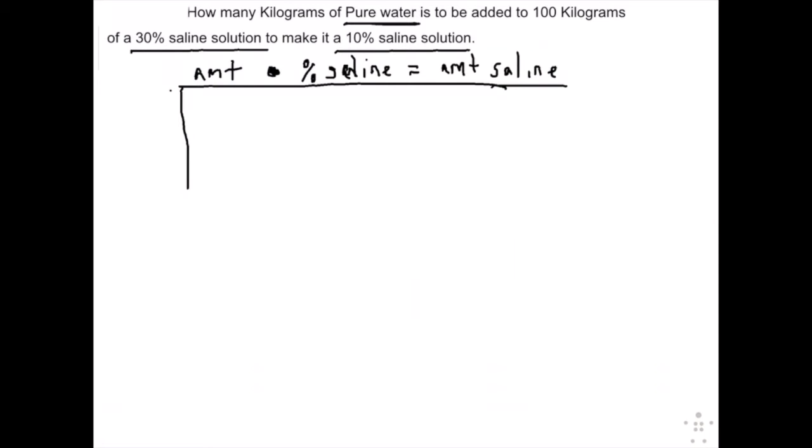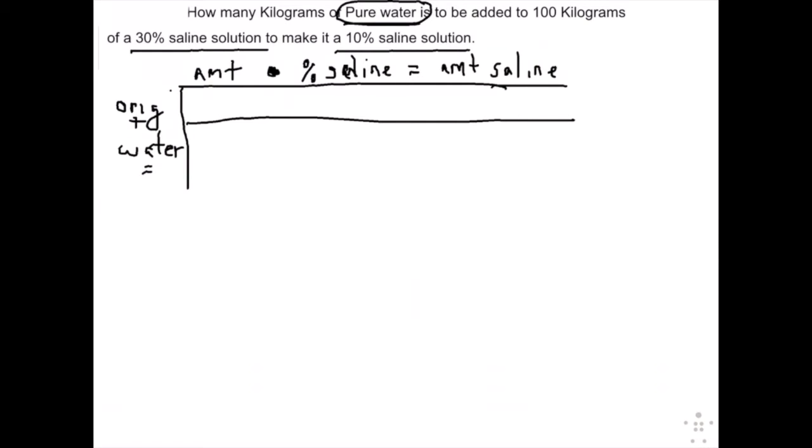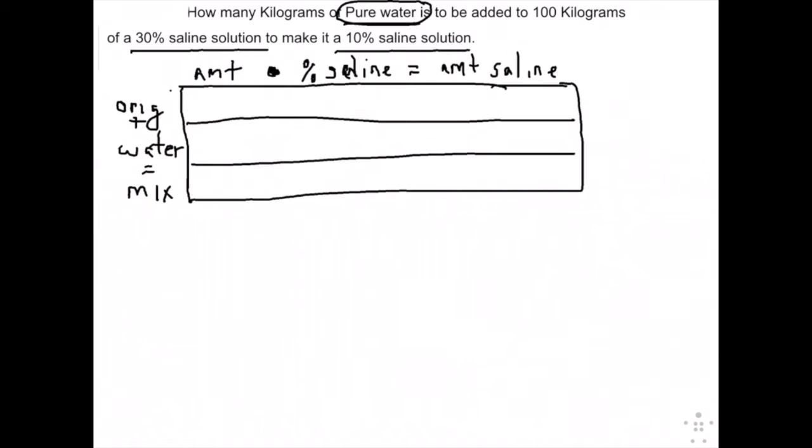So let's say I had a salt solution that was 50% salt. If I had 10 gallons of it, that means 10 gallons times 50%. That means I had 5 gallons of pure salt and then 5 gallons of water, right? Okay, so the first row is always going to be the original. And then we're going to add to that something. In this case, we're going to add to it pure water, right? Because we're trying to dilute it, water. And then the third one is always the mix, right? For mixture problems, there's mostly always going to be 3 rows.